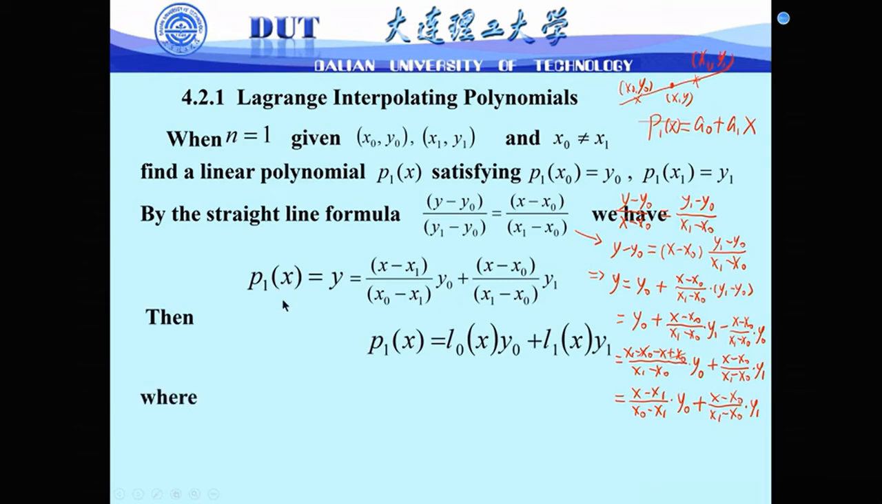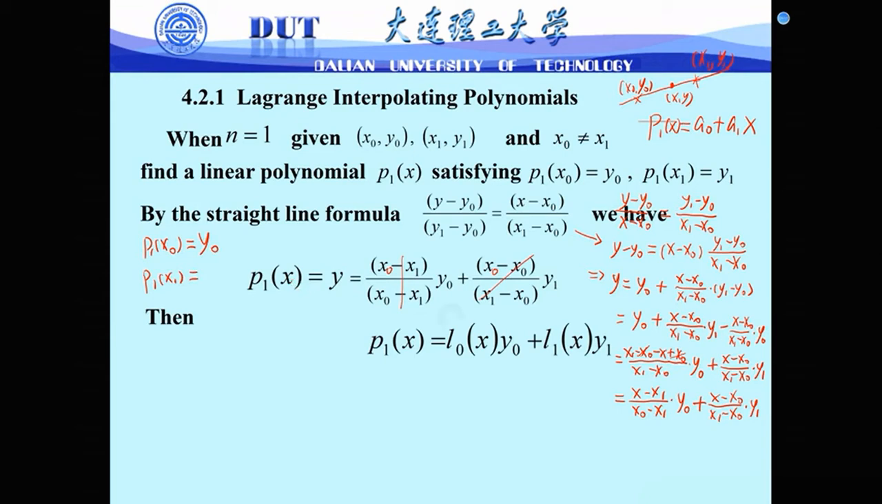P1(x) can satisfy this. We first check the interpolation conditions. Now you see, I write p1(x0). We substitute x by x0. Then in p1(x0), here is x0, here is x0. Now you see this term disappears, and x0 minus x1 divided by x0 minus x1 is just 1. So that means p1(x0) equals y0.